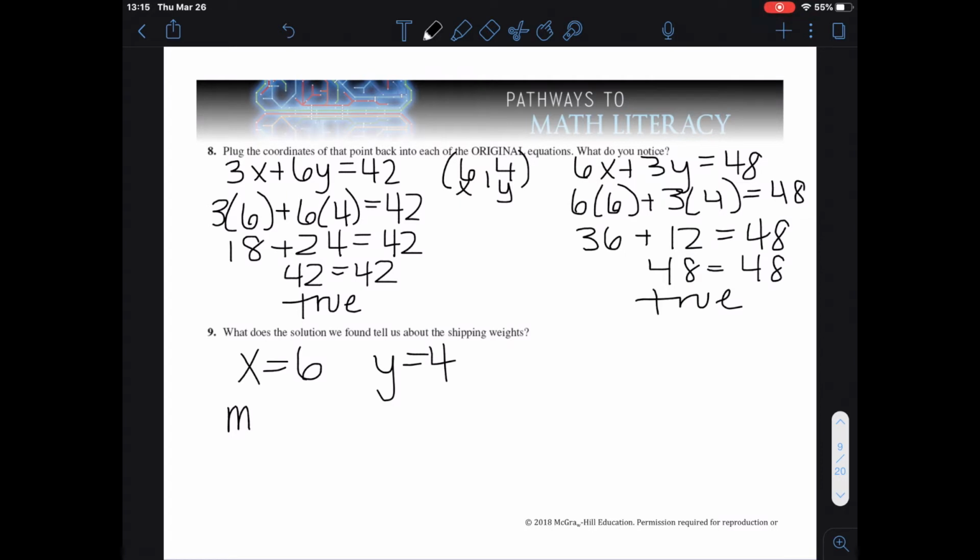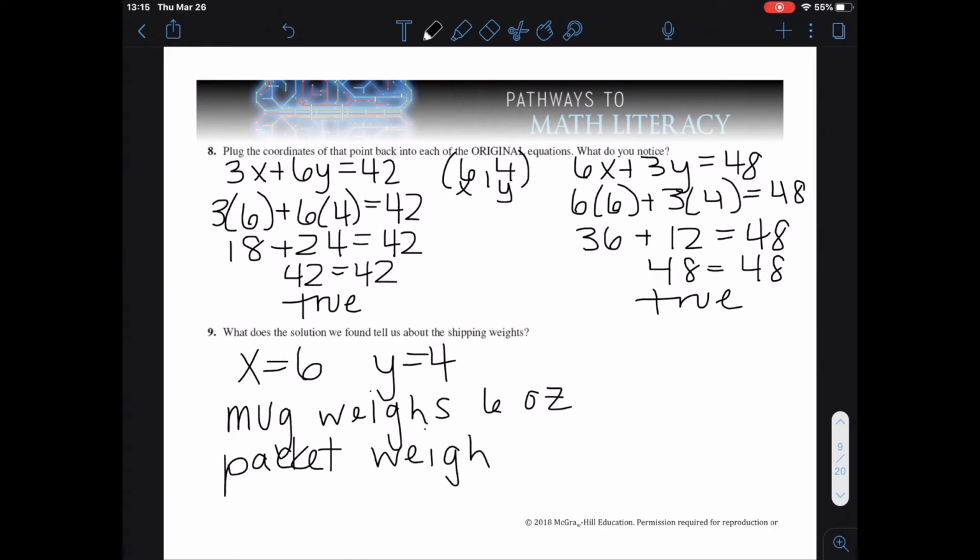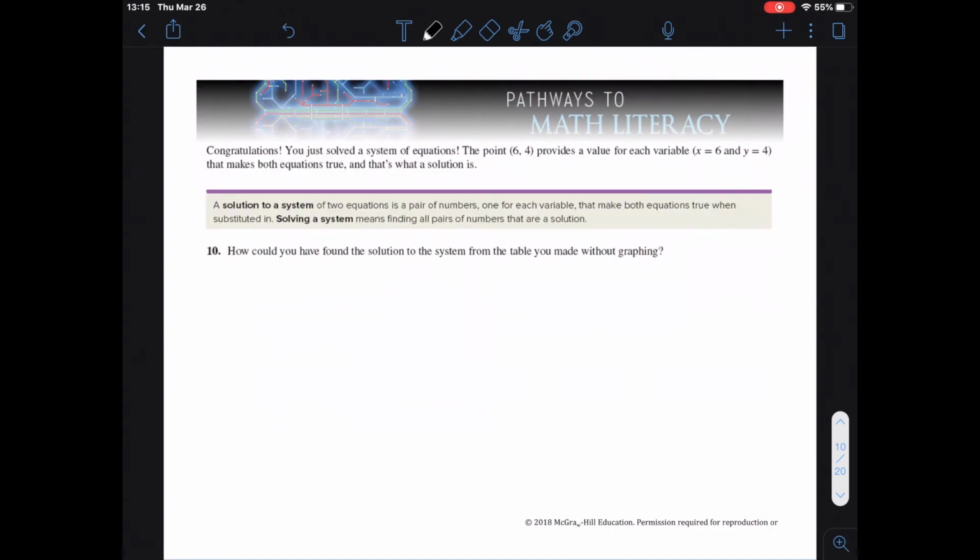So x was the mug. The mug weighs 6 ounces. And then that tells us the packet weighs 4 ounces. So that was the y value. Okay. So that is our solution to this system.